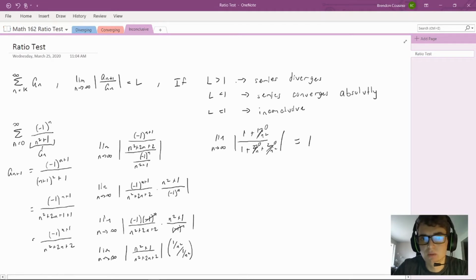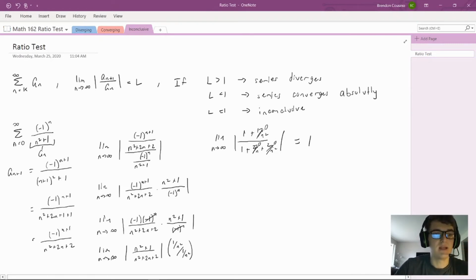So L is greater than 1, series diverges. No, we don't have that. L is less than 1, series converges absolutely. We don't have that. So L is equal to 1. This is the one that we're working with. And that tells us that the ratio test was inconclusive. So that means that we have to try testing this with a different series test.